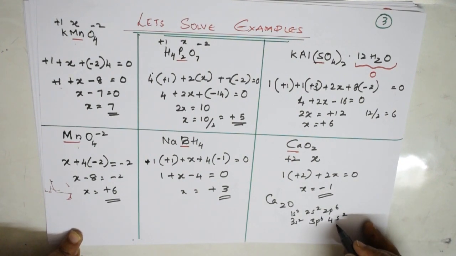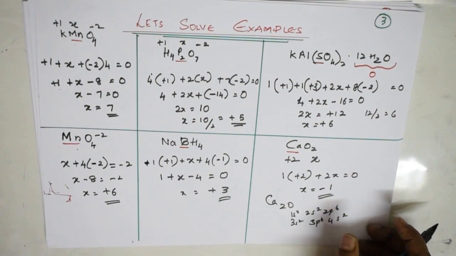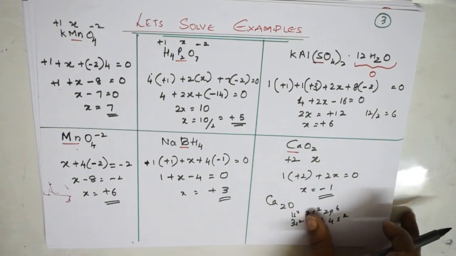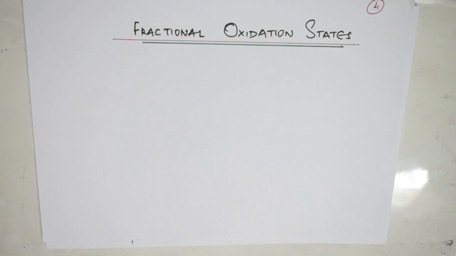So here calcium, how many electrons can it give? It can give 2 electrons out, isn't it? So that it becomes stable. Yes, correct. So this is the +2 oxidation state of calcium. Now let's come and do the fractional oxidation states also.